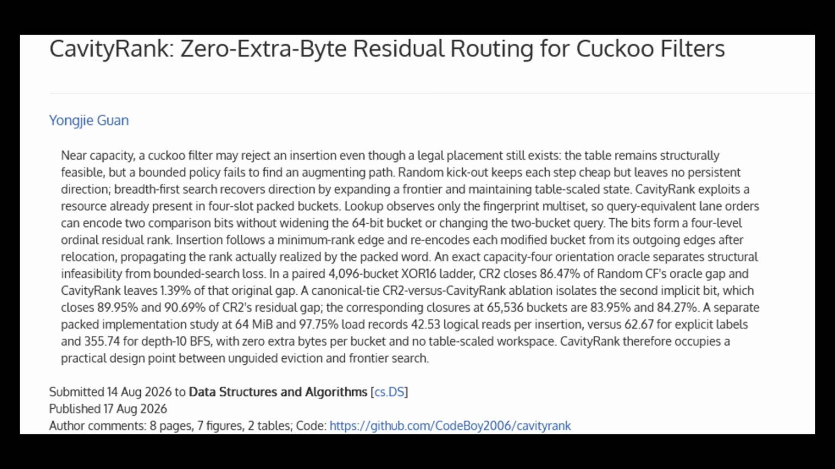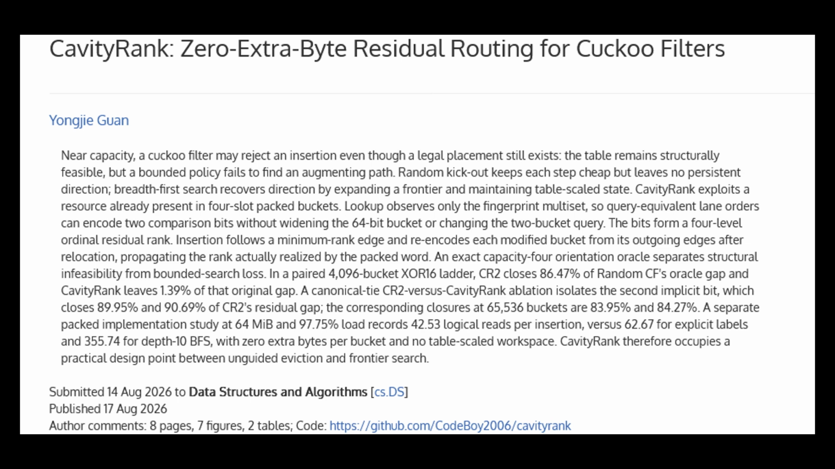Moreover, CavityRank requires no extra persistent memory. The control information lives entirely in the lane order of existing buckets. It also needs no table-scaled workspace for searches, unlike BFS, which must allocate parent and visited structures proportional to the table size.